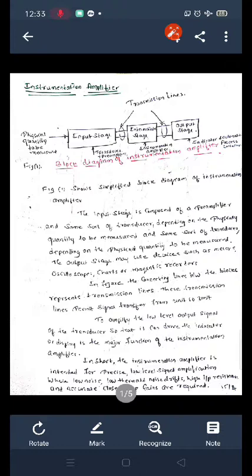And before going to study the instrumentation amplifier, we will look into some of the basic terms of the instrument when you are using an instrumentation amplifier, like what do you mean by transducer and where it will find its maximum application, and all those things we are going to study in this instrumentation amplifier.